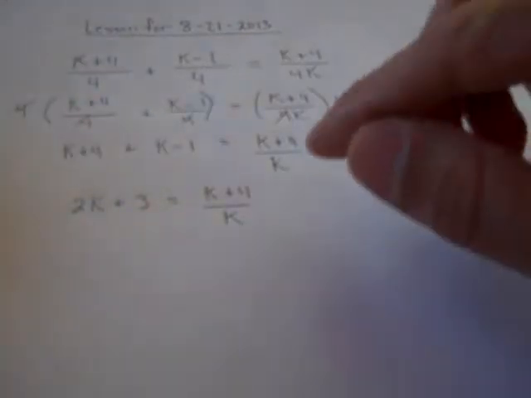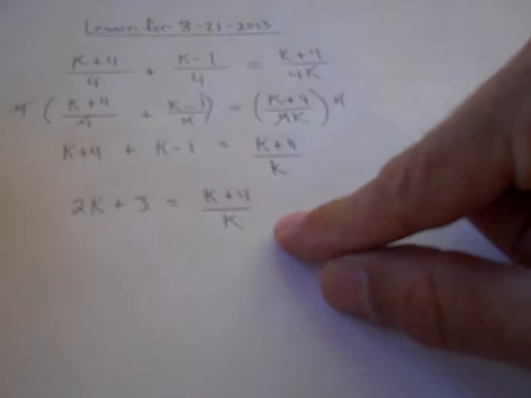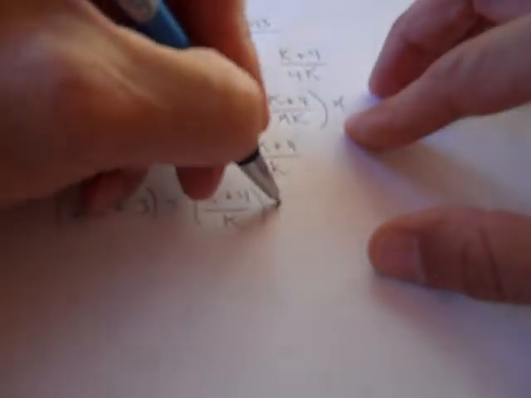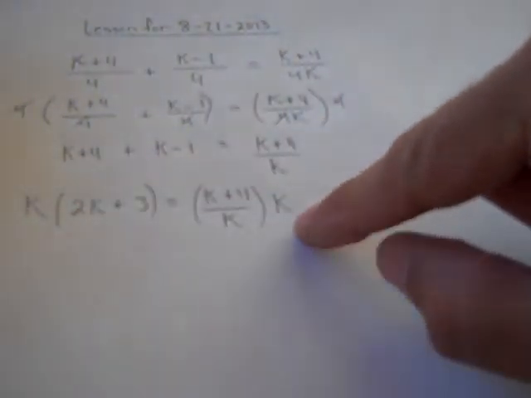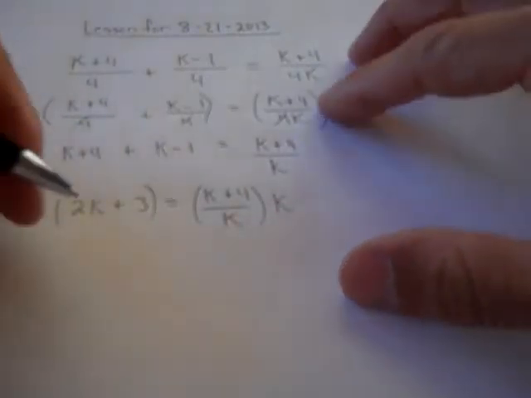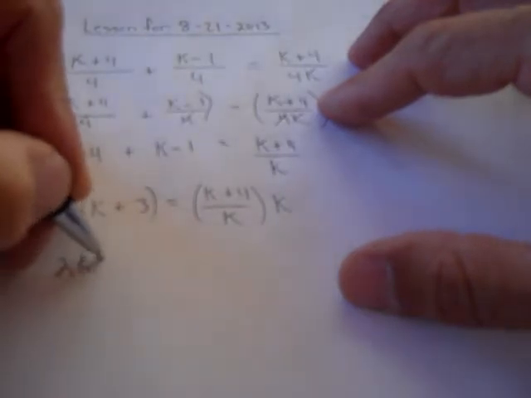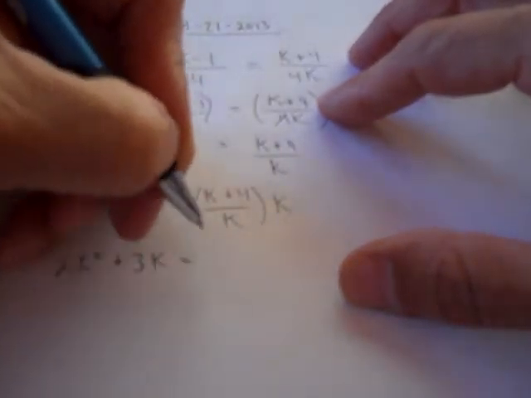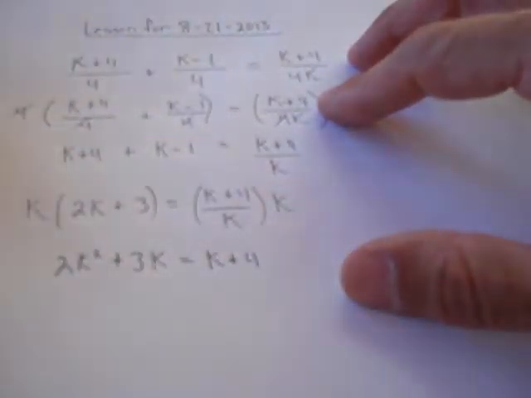I still have a K in the denominator on the right hand side, so I'm going to multiply both sides by K. Alright, so I've multiplied both sides by K. That cancels out the K's on the right, and now I have on the left hand side 2K squared plus 3K equal to K plus 4. Alright, great.